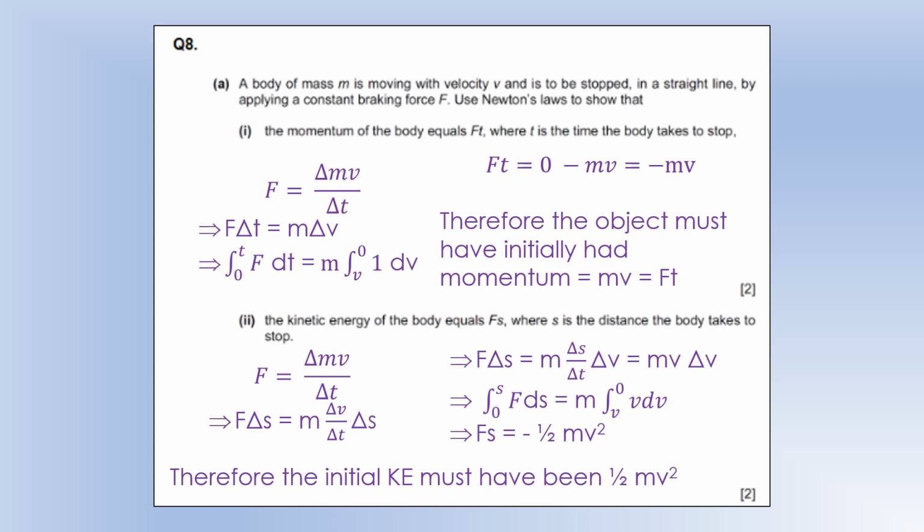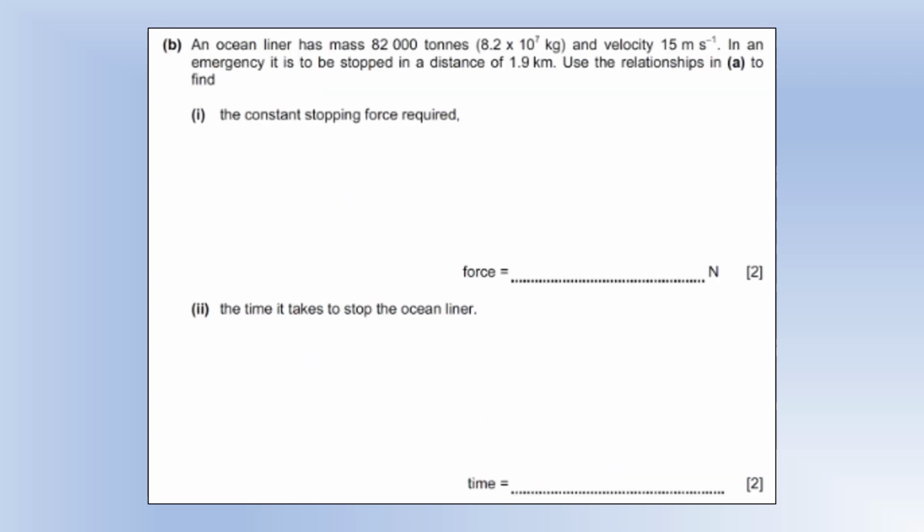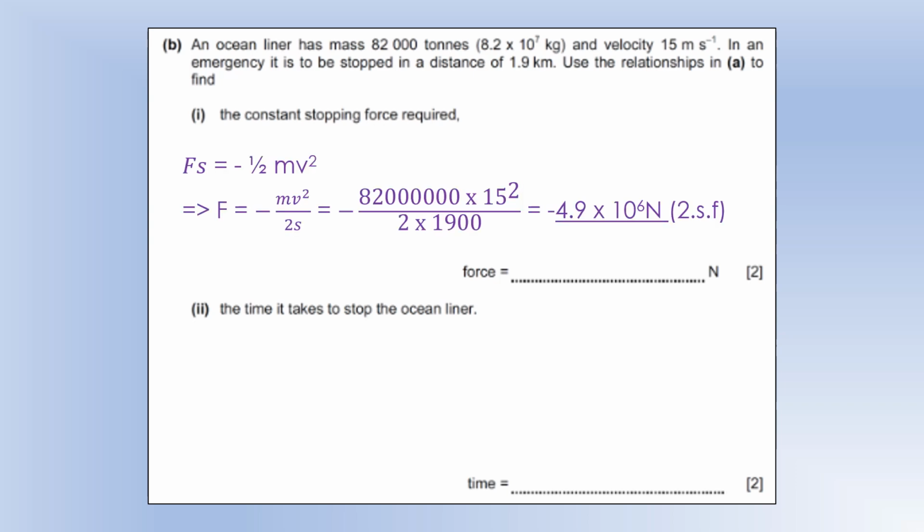Okay, so let's now put those expressions to use, because we've been given a mass, a velocity and a distance. We can take displacement to the other side, plug our numbers in, and we can see the force is equal to 4.9 meganewtons, and it's negative because it's acting against the motion of the object. And if we want time, we can use the expression we generated. We know mass, we know velocity, and we now know the force because we just calculated it, giving us a total of 250 seconds.